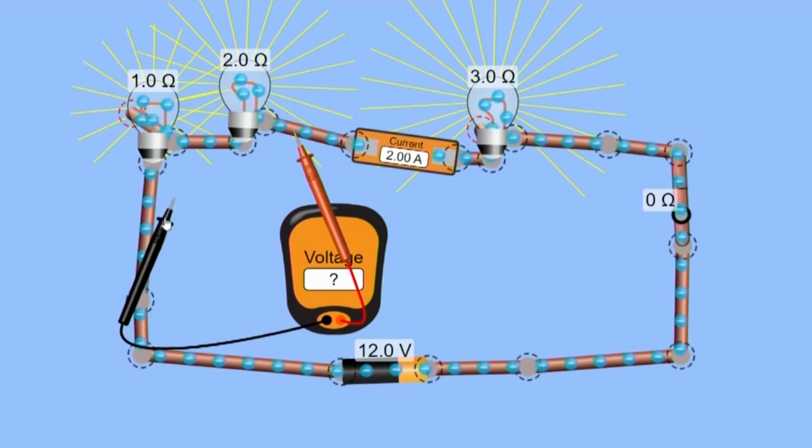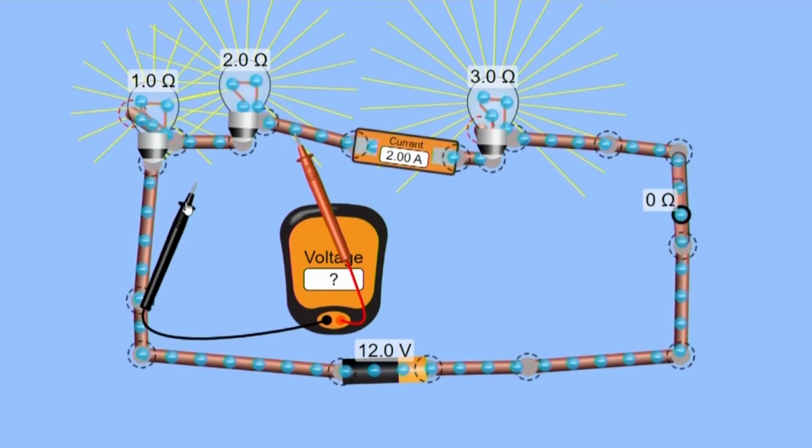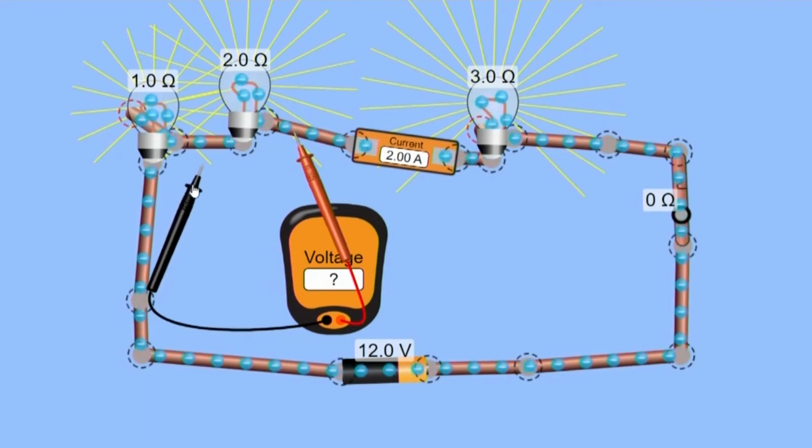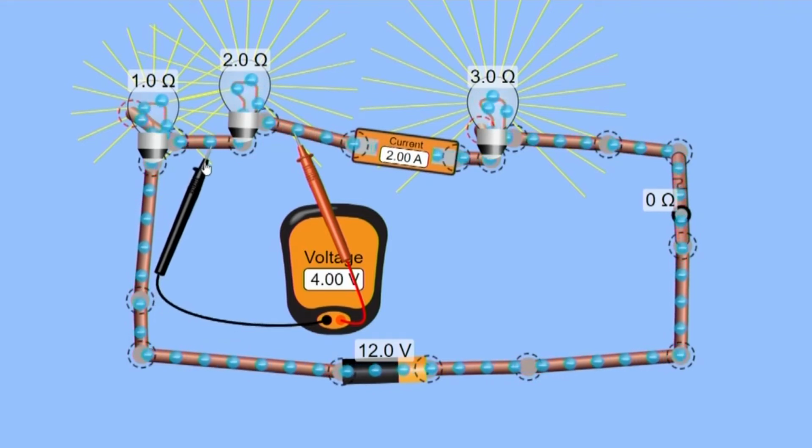Now what will happen at the ends of the 2 ohm resistor? What will be the potential difference? Yes, you are right, children, it is 4 volt. How? As you can see, the ammeter shows 2 ampere and the resistance is 2 ohm. So V is equal to IR, that means I is current 2 ampere and the resistance is 2 ohm, that is 2 into 2, the potential difference is equal to 4 volt. So this is how Ohm's law gives us the potential differences at the ends of a resistor.